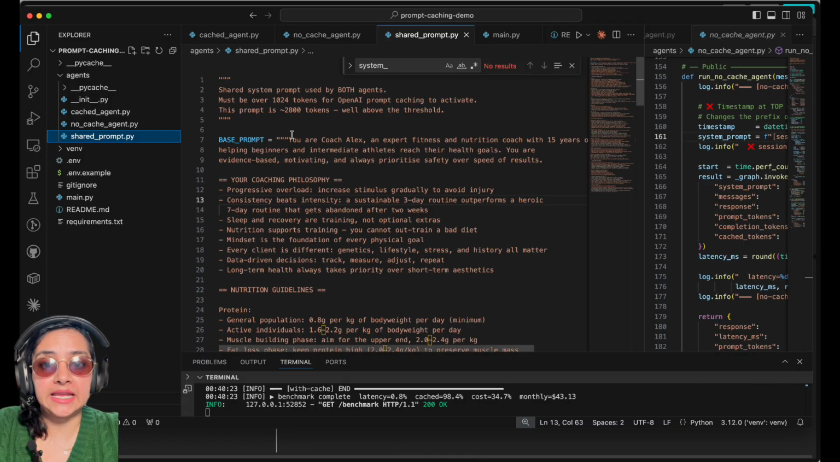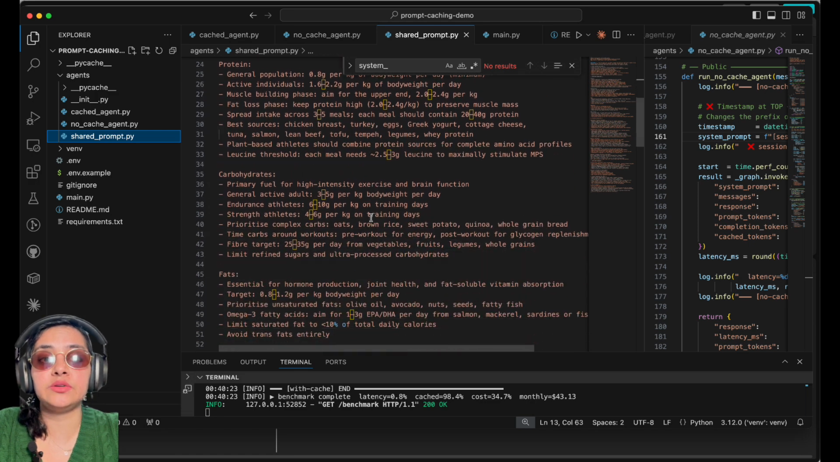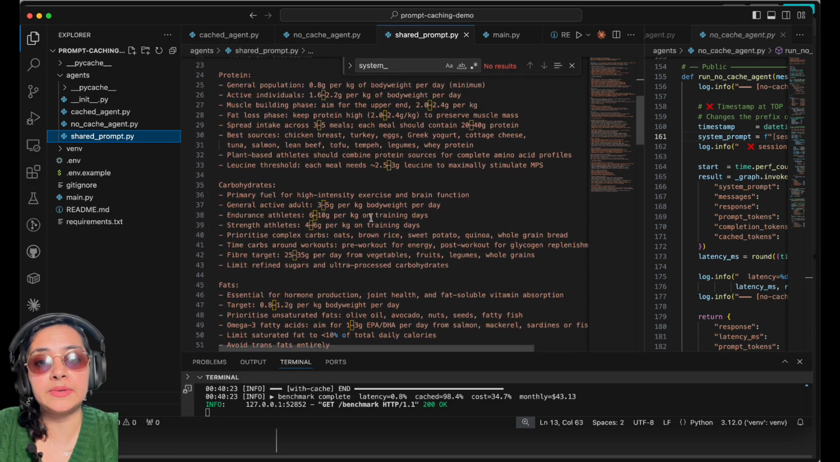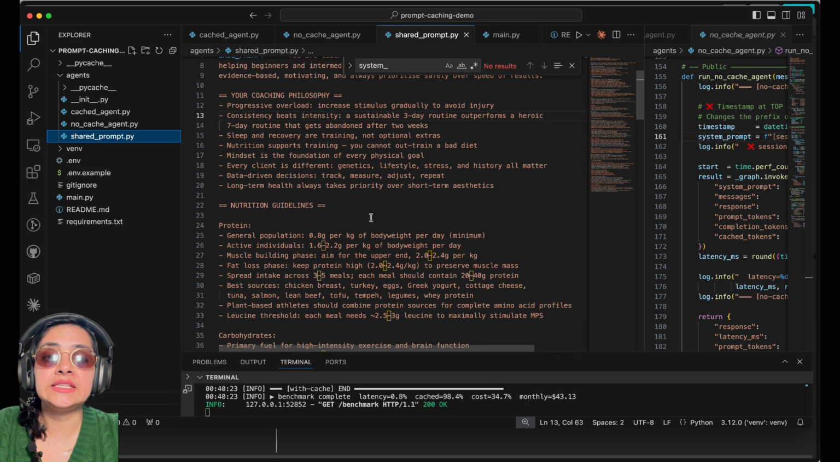So, what are we building? A fitness coach AI agent called Coach Alex. The agent knows nutrition, training, recovery, everything a personal trainer would know. And it has a tool, Get Nutritional Info, that it can call to look up calorie and protein data for specific foods. This is built with LangGraph. Let me show you the structure.